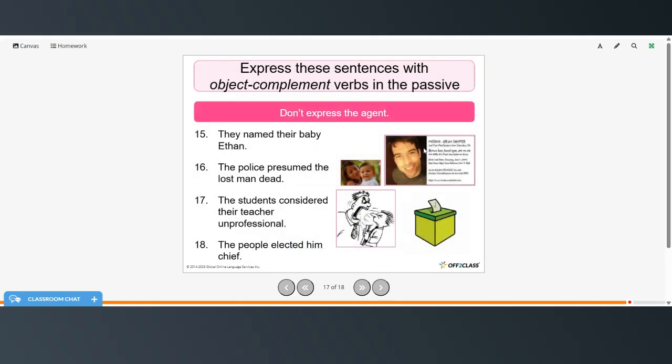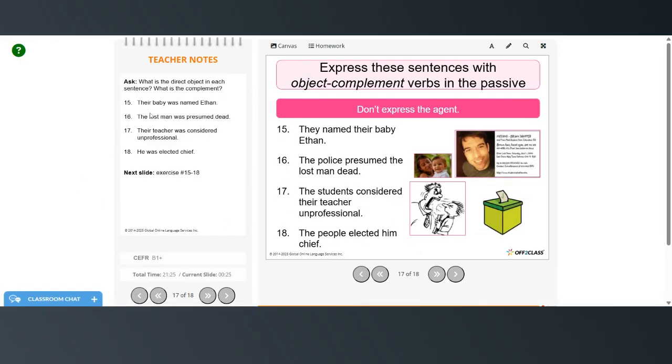Now express these sentences with object complement verbs in the passive, and don't express the agent. In other words, you don't need to say by so-and-so or by this or that. So go ahead and pause the video, try these on your own, and then restart when you're ready to check your answers. So, their baby was named Ethan. The lost man was presumed dead. Their teacher was considered unprofessional, and he was elected chief.